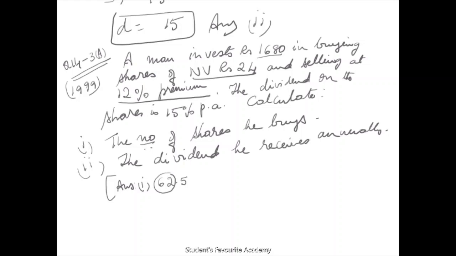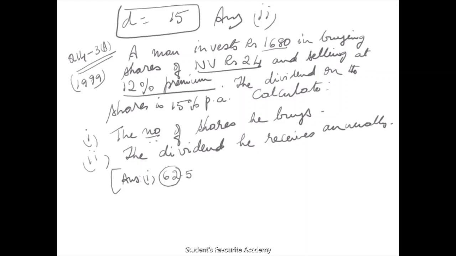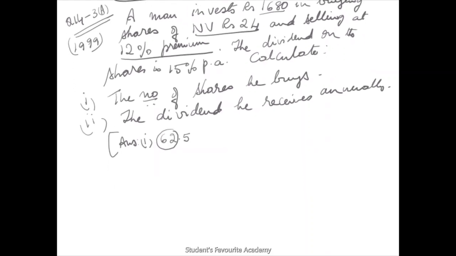First of all, fractional shares are not there in your scope now, so you will not get such answers. If at all you get one, you have to take 62 shares only, and the dividend also will change, because in the given answer they have taken 62.5. So you will not get that answer, but instead you will get the second answer.